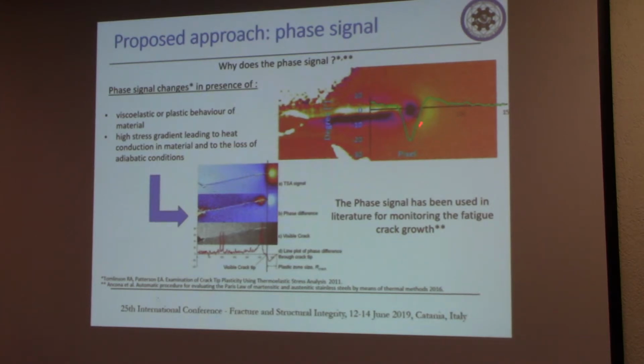These typical profiles are used in the literature, from Professor Patterson and Thompson, for monitoring the fatigue crack growth. From the phase, I can locate the crack tip, and also measure the plastic area.